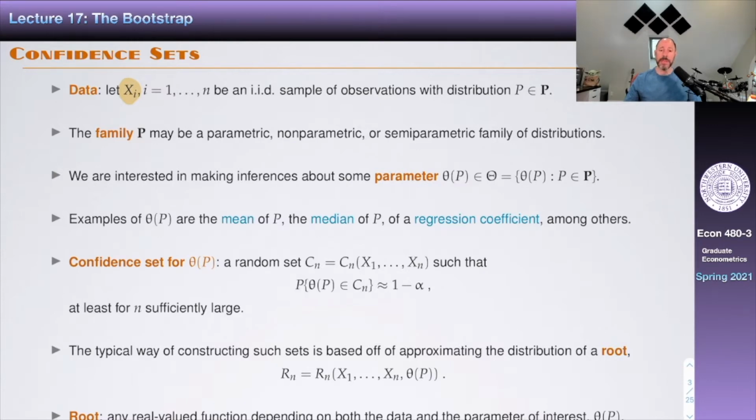And theta(P) could be beta in the things that we've been doing so far. As I said, the coefficients in a regression, or coefficients in a parametric model if you're estimating something more parametric.